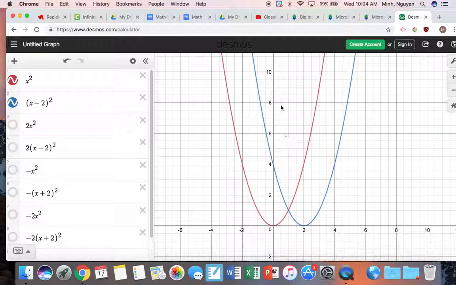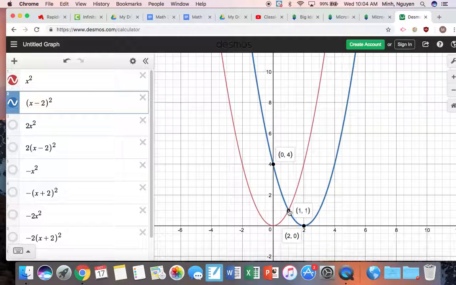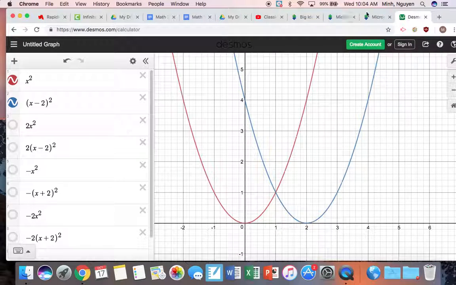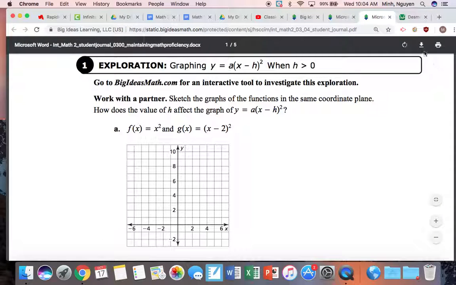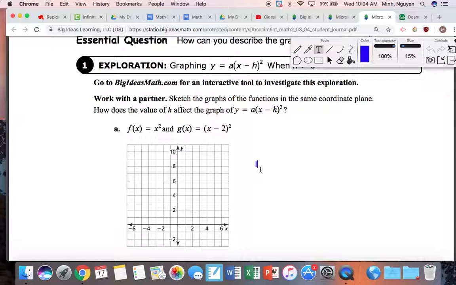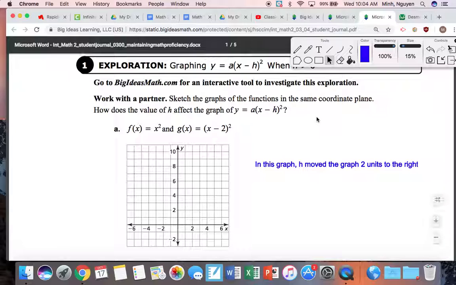So we have the second graph, which is actually exactly the same, except it moved 2 units to the, which way did it move? It moved 2 units to the right. How does the value of h affect the graph? So in this graph, h moved the graph 2 units to the right. And you would have drawn it in here.